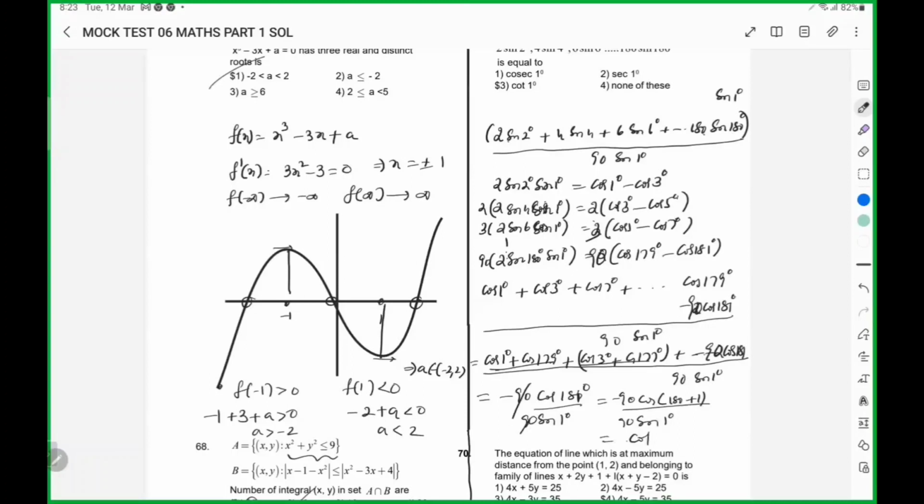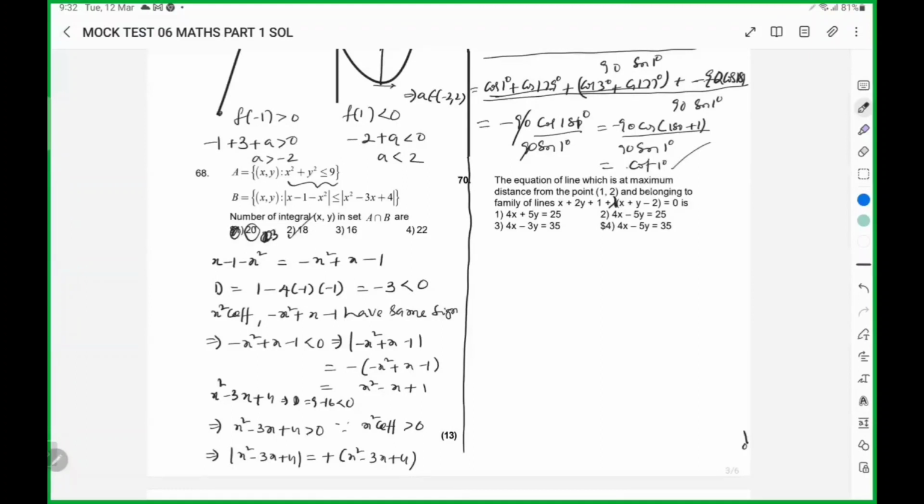So cot 1. Equation of the line which is at maximum distance here, as lambda changes, so different lines you get, that all the family of lines passes through a fixed point. There is one line which is at maximum distance from the point 1 comma 2. So first let us find the distance.